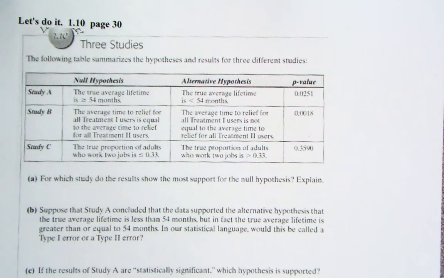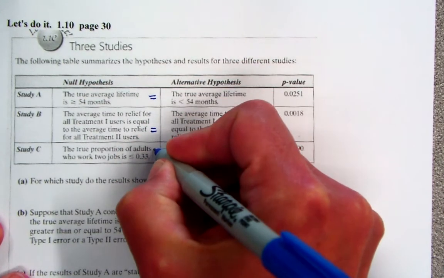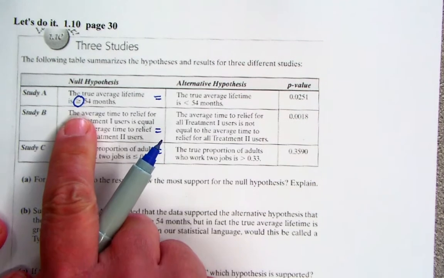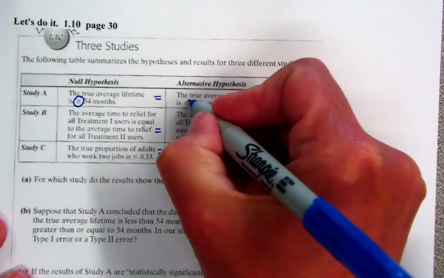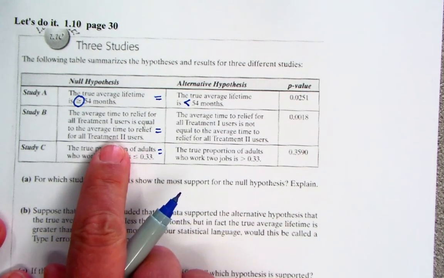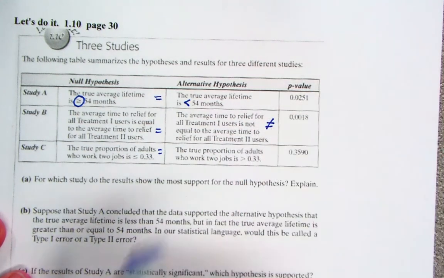So this table shows us 3 different studies, and so let's take a look. Remember, the null could just always have the equal sign. Looks like in these 3 situations, they actually included the equal sign, but they have a greater than symbol, thus this would be less than, but they have greater than or equal to. In this case, it says equal to, and this one it says not equal to. So that's the appropriate symbol.